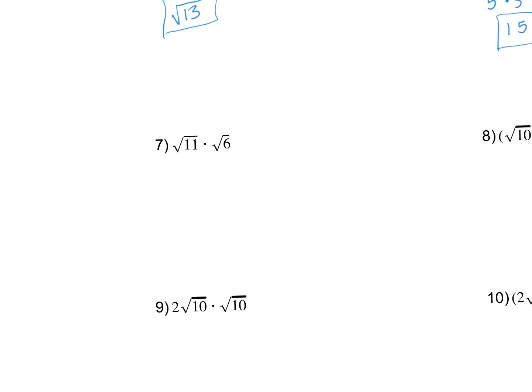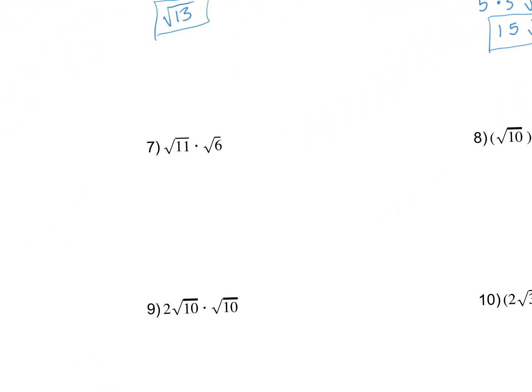Number 7, here, I got the square root of 6 times the square root of 11. Those two, when you multiply like that, you can multiply them together. This is the same thing as saying 11 times 6, which is just the square root of 66. 6 does not have a perfect square, and 11 does not have a perfect square. So that is just my answer right there.